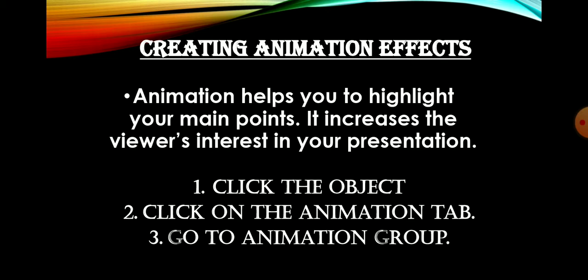To add an animation effect to an object, follow these steps. Select the object to which you want to add animation. Click on the animation tab, go to the animation group. Click the more button, and a menu showing various animation styles will open.